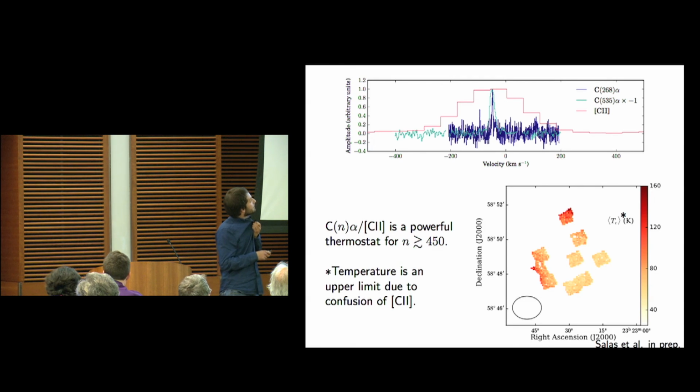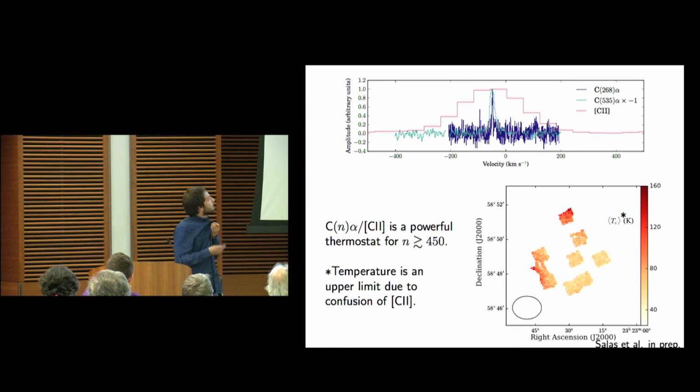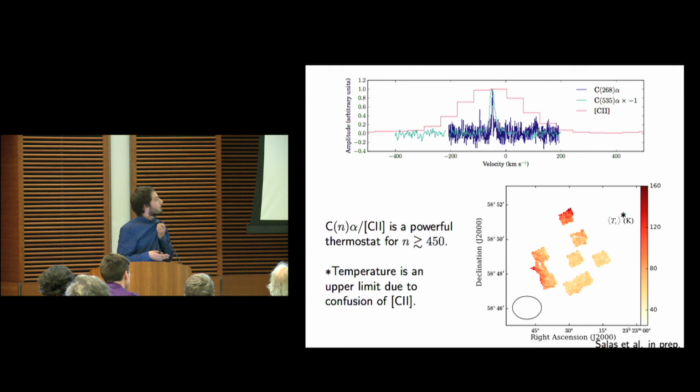And here I'm showing as an example Cas A using PACS data, which unfortunately has a very poor velocity resolution. And we can see the temperature distribution using this. And because we're confusing all the velocity components in the PACS data and also emission from other regions in the PDR, these temperature maps are only upper limits, but it's indicative of the power of combining carbon radio recombination lines with C+.